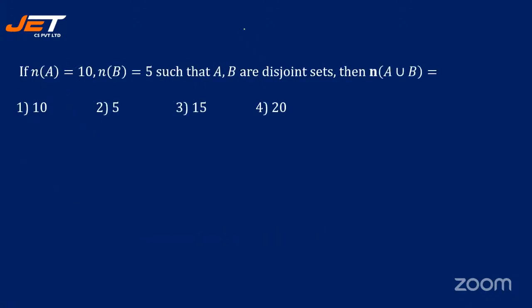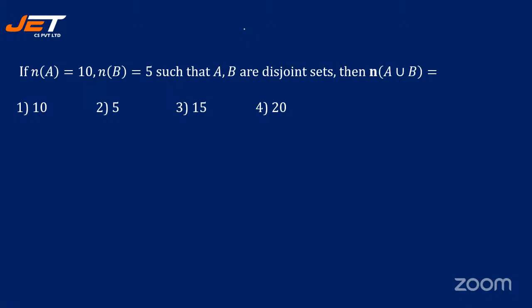If n of A is 10, n of B is 5 such that A, B are disjoint sets, then n of A union B is dash. So here, I think we have already done such a sum just one sum before. You just have to add 10 plus 5, which will give you 15.